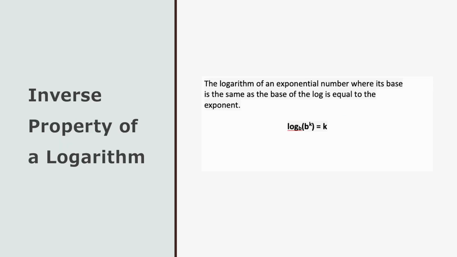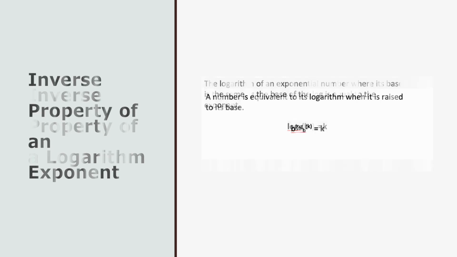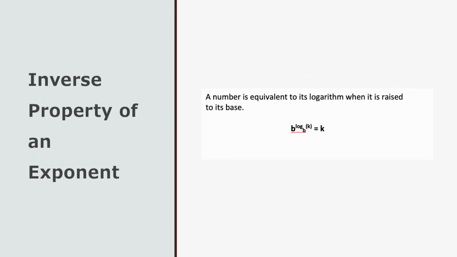Here you have log base b of b to the k equals k. The logarithm of an exponential number whose base is the same as the base of the log is equal to the exponent. A number is equivalent to its logarithm when it is raised to its base. Here you can see b raised to log base b of k equals k.